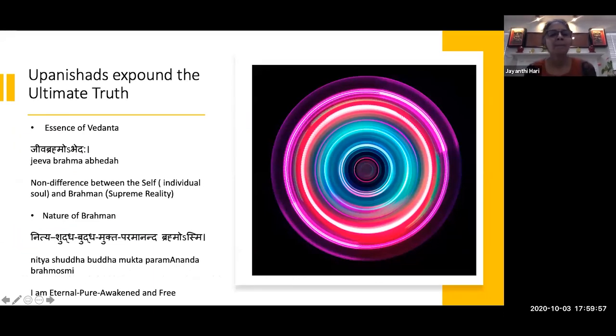Okay, Swami said, you heard about the Upanishads from Padmanabhan Varya. The Upanishads are the Uttara, the final part of the Vedas that speak of the ultimate truth. Now, it says Jivo Brahmaiva Na Aparah. That is our subject. The essence of Vedanta is showing the non-difference between me, the individual, and this something called Brahman. The non-difference between the self, the individual soul, and Brahman.